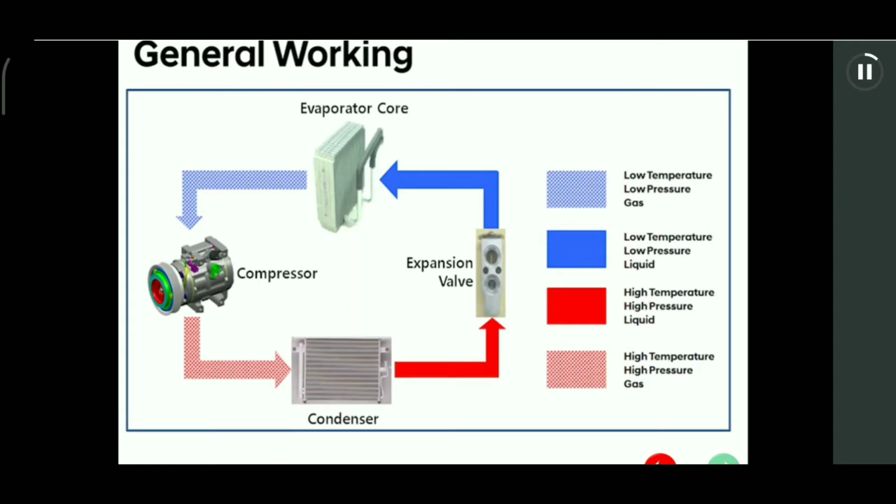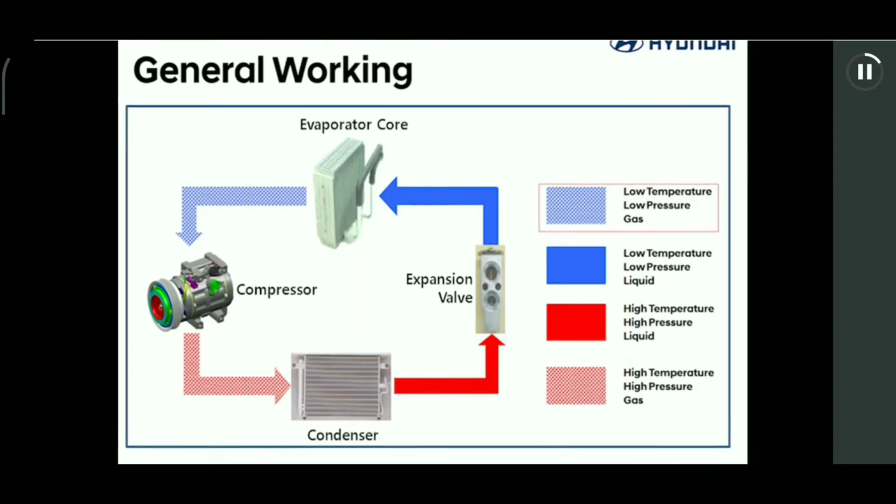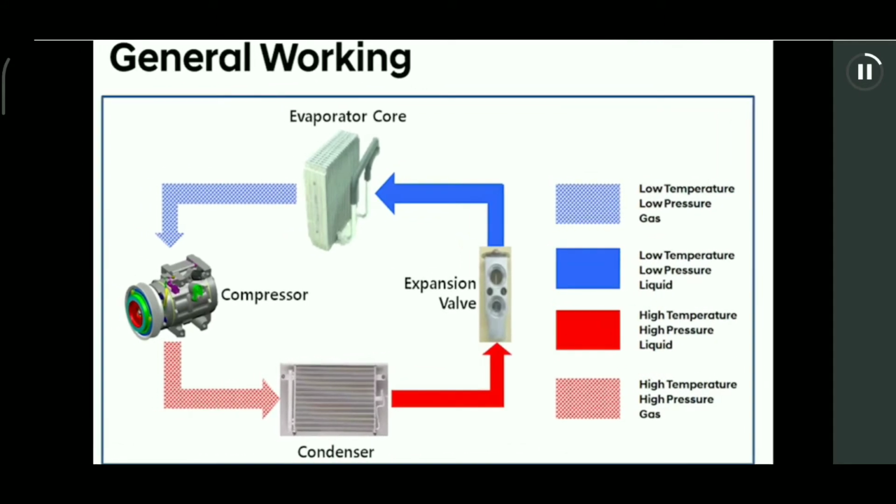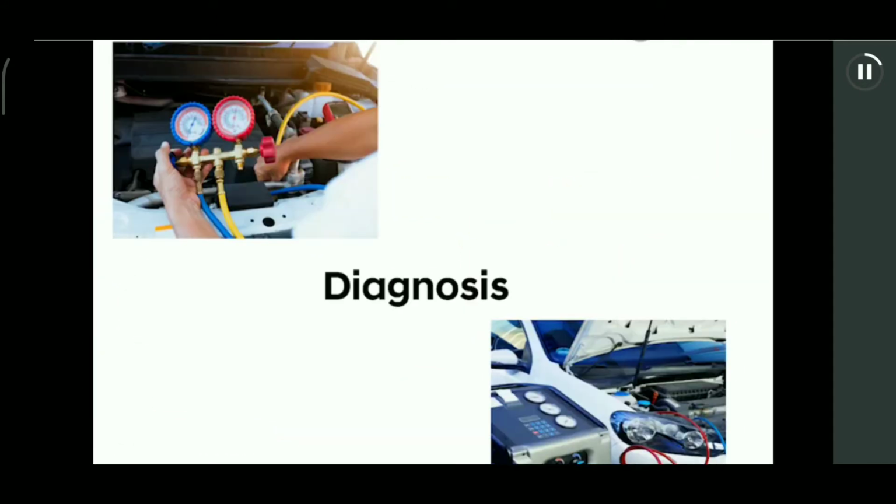That liquid then enters the evaporator core, from where we get the cold air inside the cabin through a blower motor. In this process, the refrigerant gets converted into low pressure, low temperature gas. Then the gas will be again compressed by the compressor and the cycle continues. Now let's see about diagnosis and its solutions in the air conditioning system.